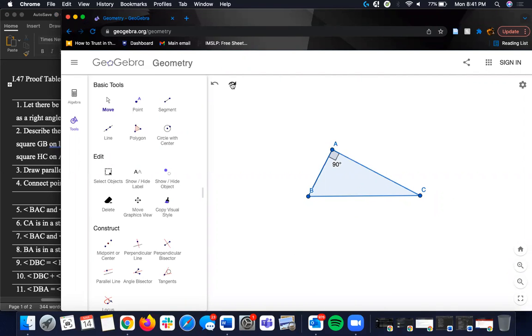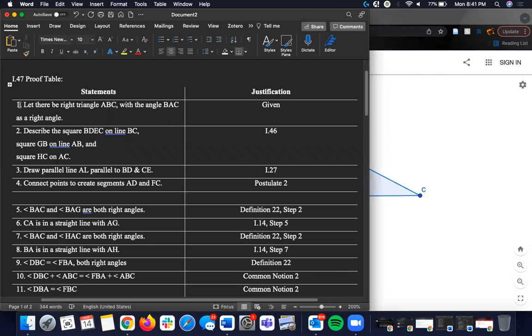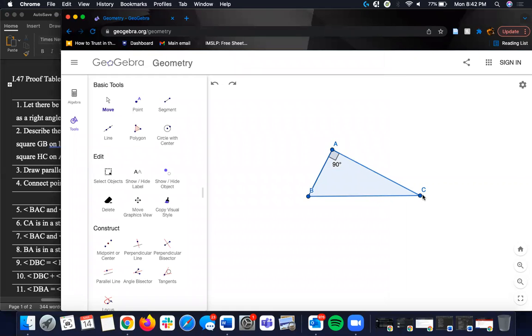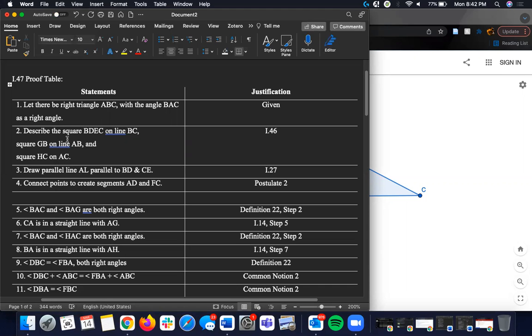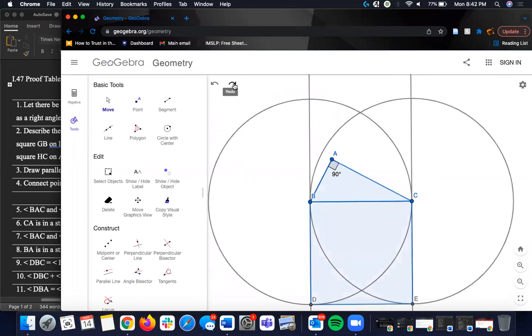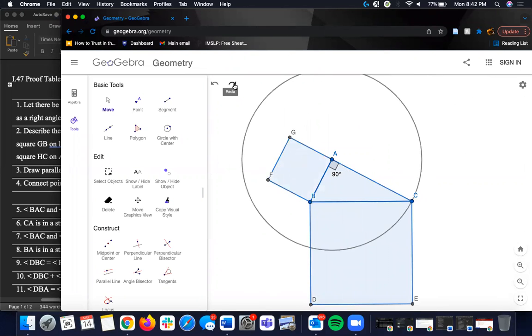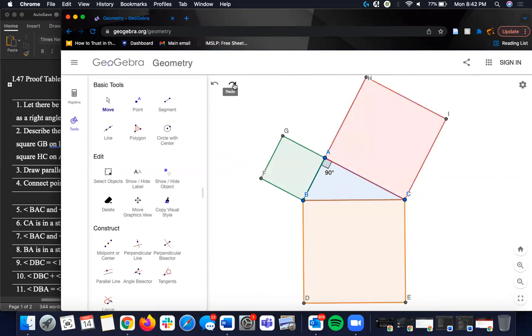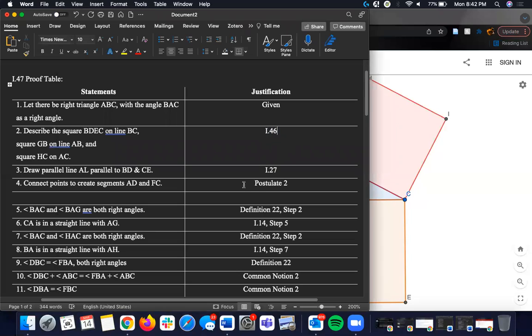So here we go. Step one, we are stating our givens for the proposition, and we are creating a right triangle based off of those givens, with right angle BAC. For the next step, we will be creating squares off of those three different sides: BDEC, ABFG, and AHKC. We can do this based off of Proposition 46, which states we can make a square by creating circles to make the various points of those squares.